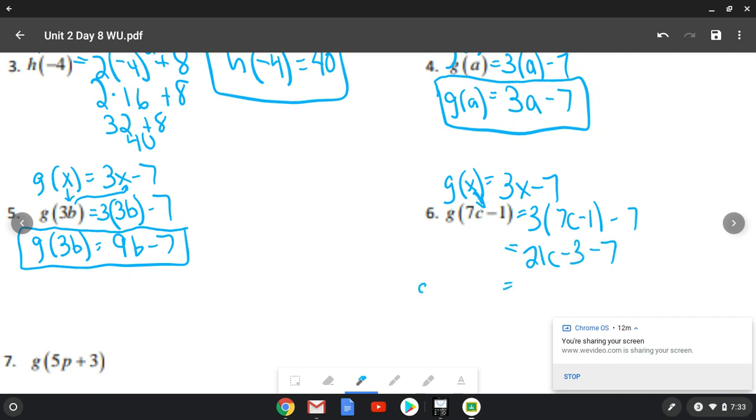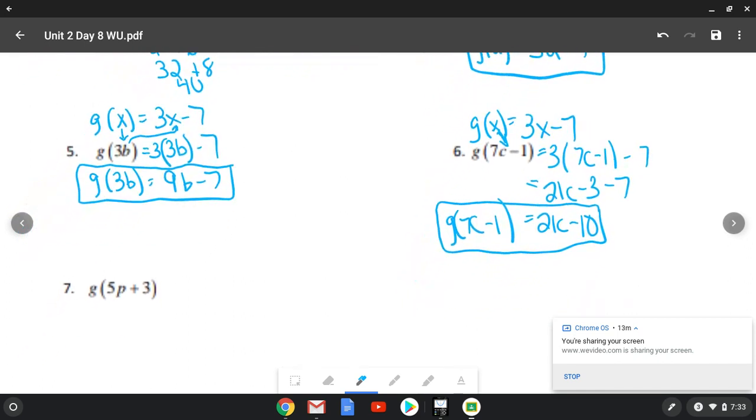So in the end, g of 7c minus 1 is equal to 21c, and then I can actually combine those two last terms, the negative 3 minus 7, and if you punch it in your calculator, you get negative 10 in the end. So 21c minus 10 is your final answer. So that's the tough one, I think, every year.